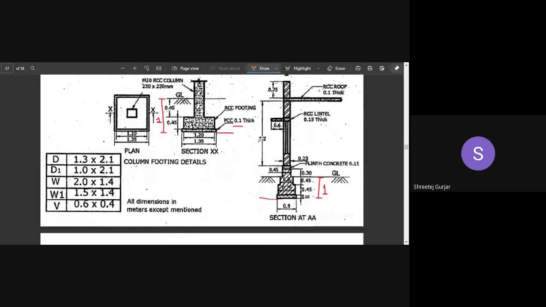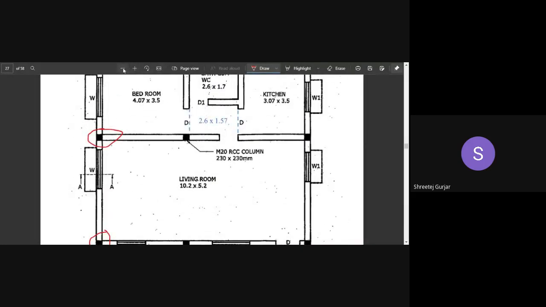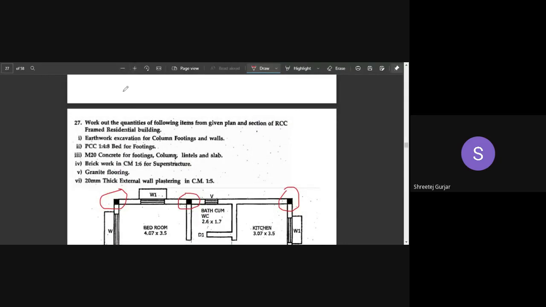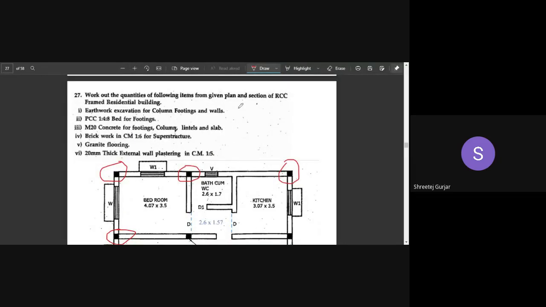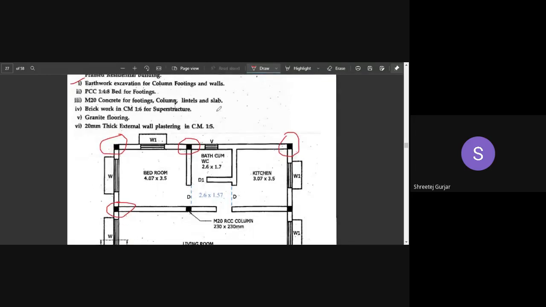Moving on to the next thing, let us look into what they have asked us particularly to calculate. Work out the quantities of the following items of work from the given plan and section of an RCC framed residential building. So this is a residential building which is in RCC. What they have asked us to calculate: earthwork in column footing and walls.